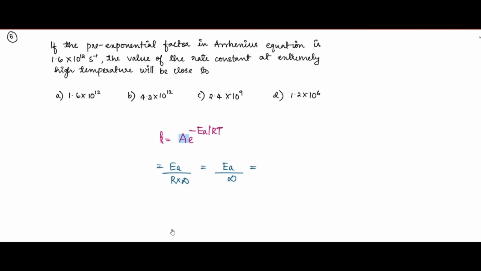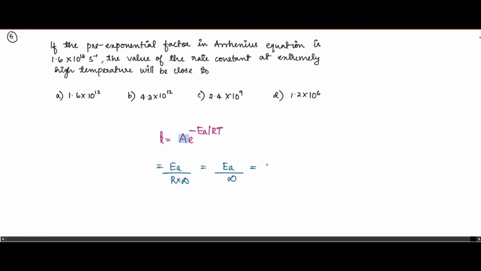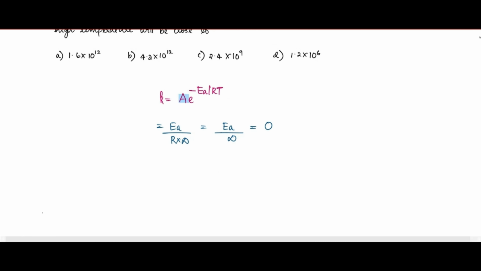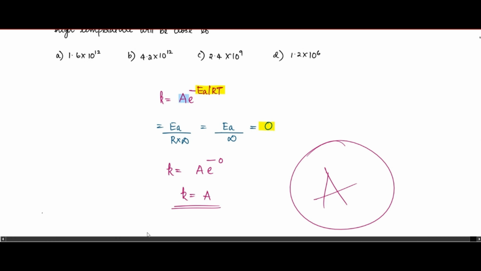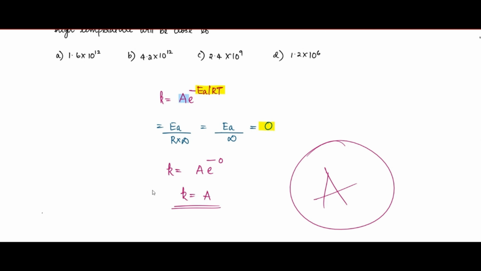What is 1 by infinity? 1 by infinity is 0. So this term, Ea by RT, is 0. k is equal to A e to the power minus 0. Any number raised to 0 is 1. k is equal to A. The value of A is already given in the question, which is 1.6 into 10 to the power 12. So the correct answer is option A. Good.